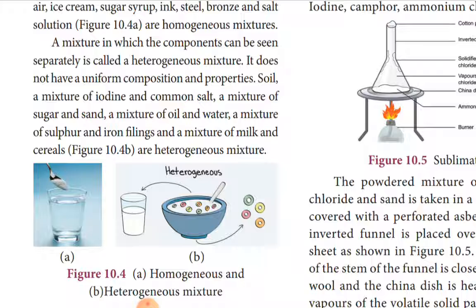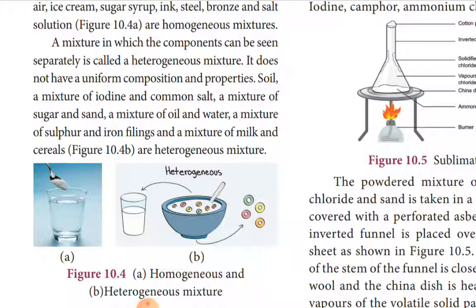For example, soil, a mixture of iodine and common salt. Also a mixture of sugar and sand; you can easily see the sugar apart from the sand through our naked eye. And a mixture of oil and water. When you take oil and water in a test tube, you can see the oil separately on top of the water. That can be easily separated.